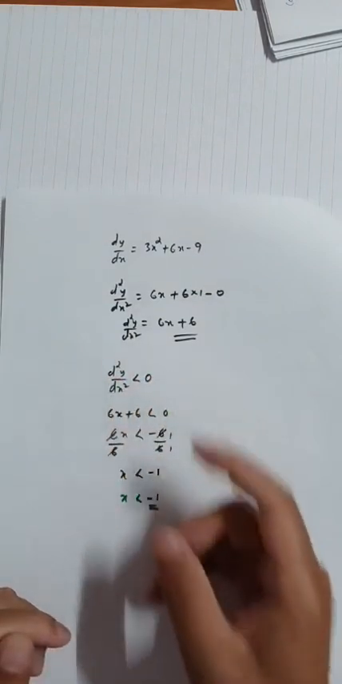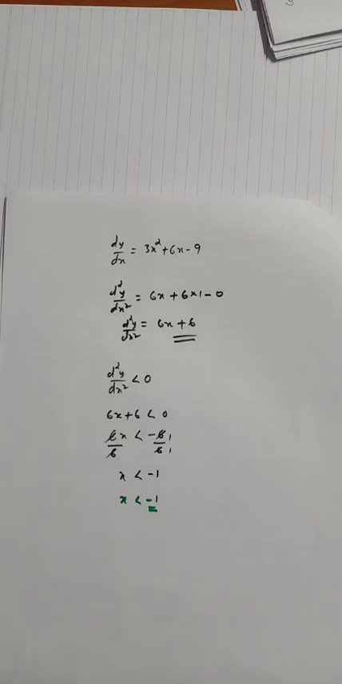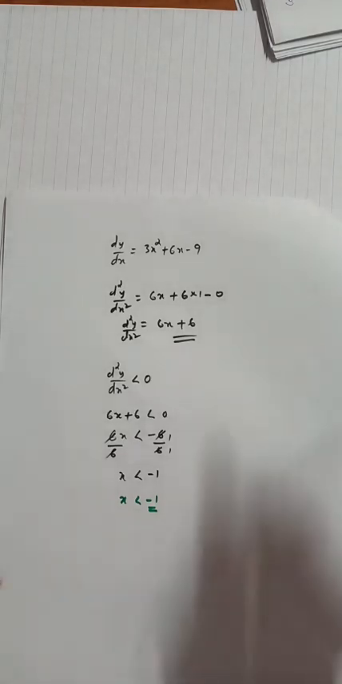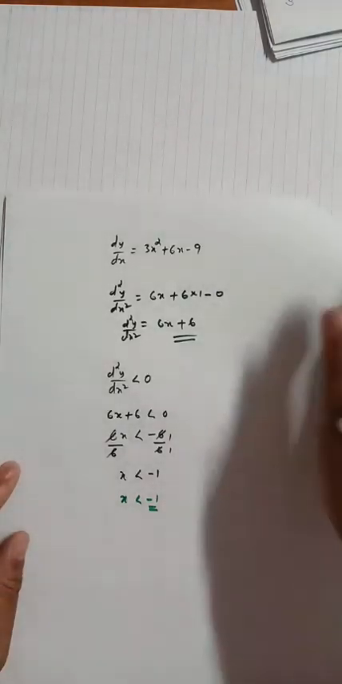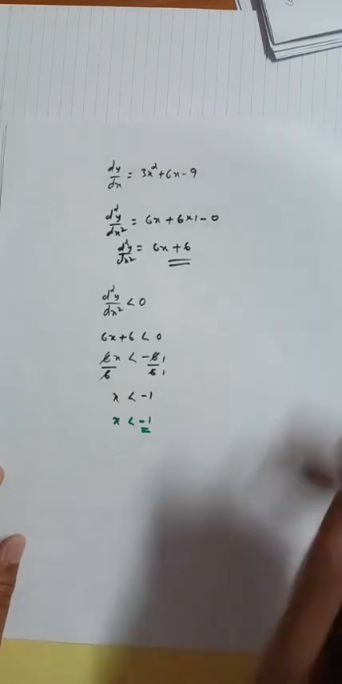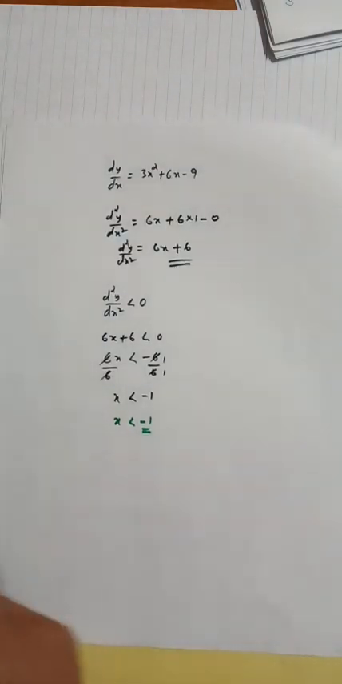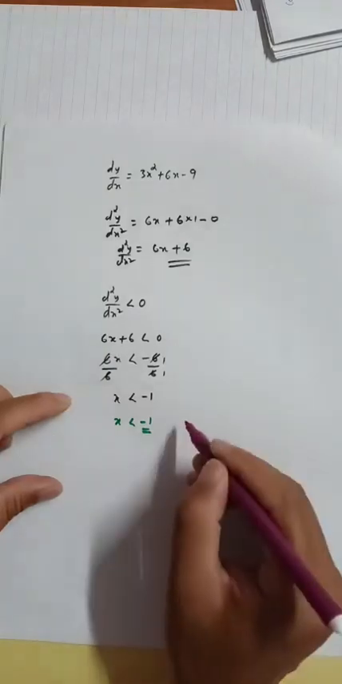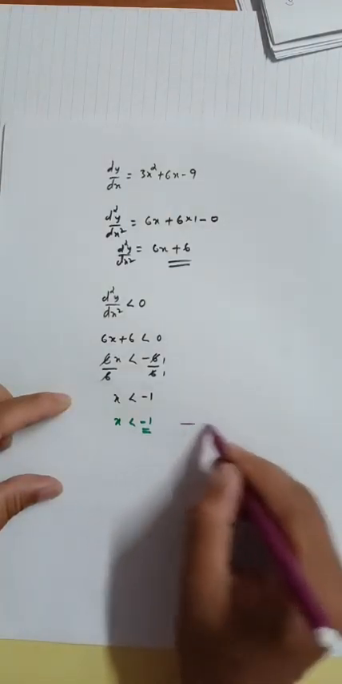That means the function is decreasing. Now we need to combine both conditions on the graph. We need to combine these, so combining now these two inequalities, I need to combine.